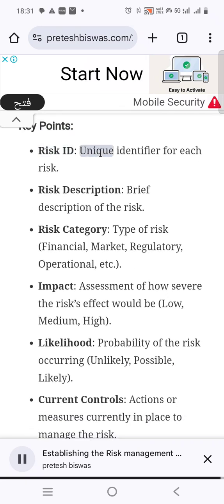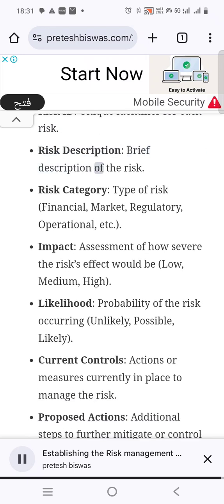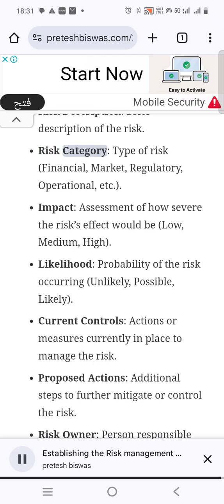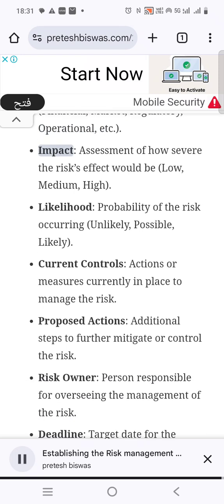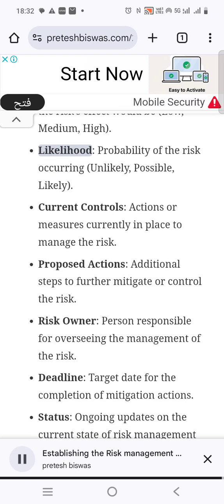Key points. Risk ID, unique identifier for each risk. Risk description, brief description of the risk. Risk category, type of risk: financial, market, regulatory, operational, etc. Impact, assessment of how severe the risk's effect would be: low, medium, high. Likelihood, probability of the risk occurring: unlikely, possible, likely.